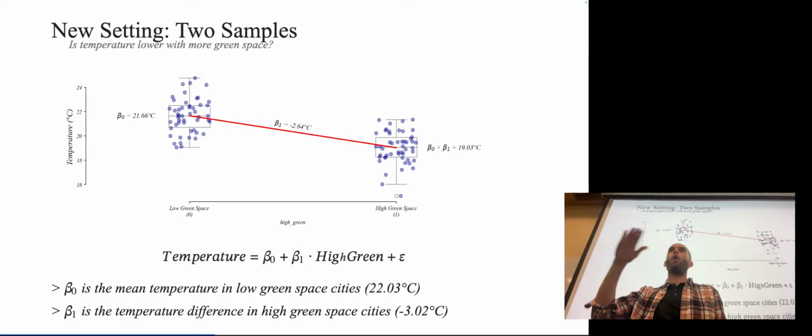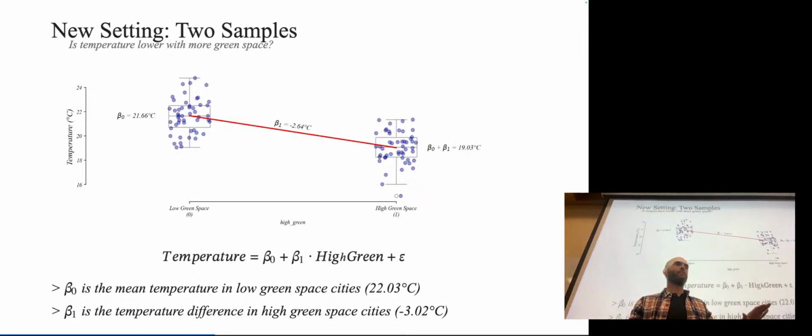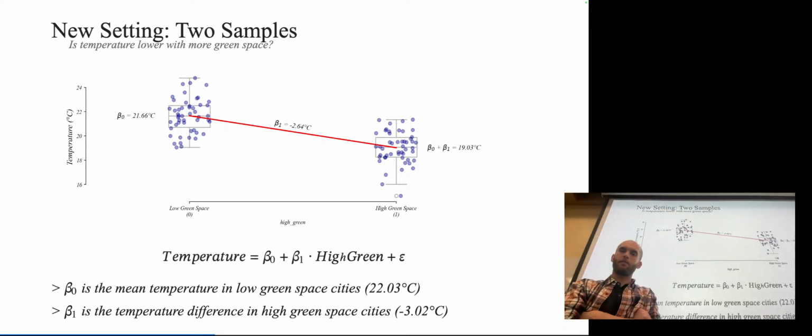I'm going to ask you to do all of these steps on your own in just a second, so be prepared for that. How do we interpret, or maybe a different question, could beta 1, this difference, being -3, be due to chance?